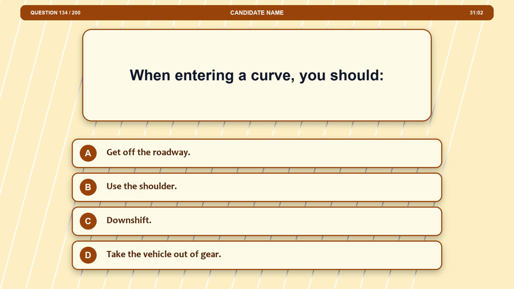Question 134. When entering a curve, you should Option A. Get off the roadway. Option B. Use the shoulder. Option C. Downshift. Option D. Take the vehicle out of gear.